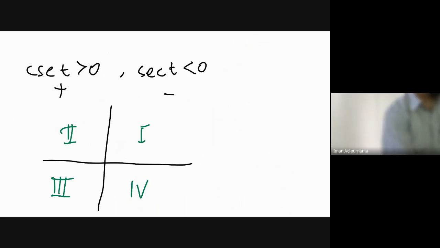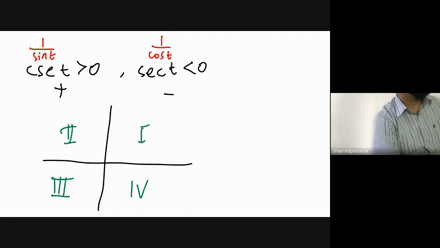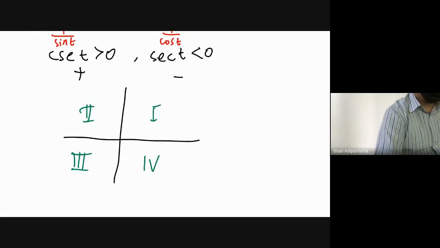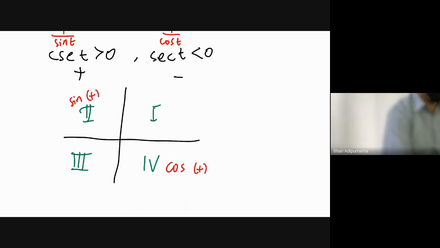Now cosecant is 1 over sine, secant is 1 over cosine. Cosecant will have the same sign as sine, right? The secant will have the same sign as cosine. So we know that cosine here is positive and sine here is positive. This is all positive. This is tangent positive.